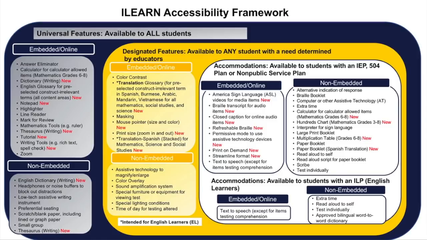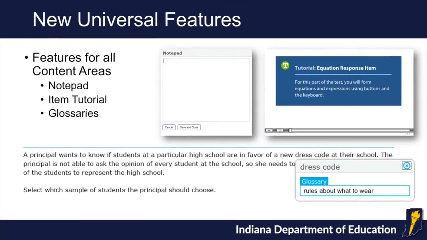Let's take a moment to discuss a few of these new features so that we might understand how they can be used as supports. 3 universal features are new for all subject areas. The notepad allows students to take notes or jot down ideas as needed. The item tutorial is a feature that provides help on how to answer different item types in case a student is unsure of what to do. Item tutorials are specific to each item type.